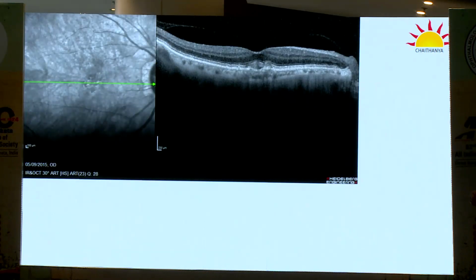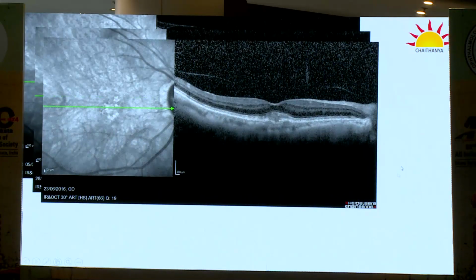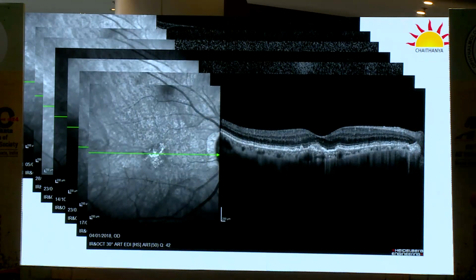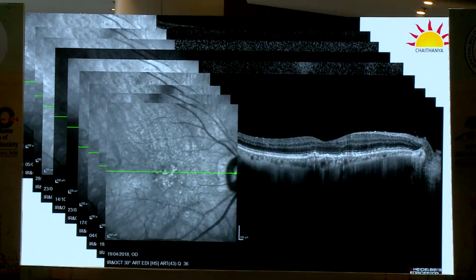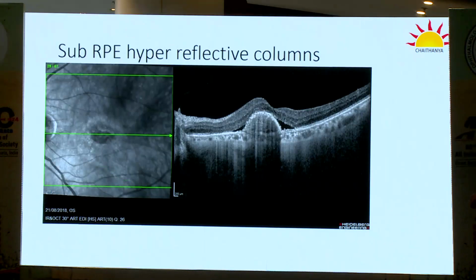This is a patient who has nearly 10 years of follow-up with us, and over the 10 years you can see the changes over time. The same patient, with increasing lipofuscinoid material changing, and over a 10-year gap it converts to this condition called cRORA, or complete RPE and outer retinal atrophy. This is a 10-year follow-up. So these are very interesting pictures which show how to predict geographic atrophy happening.